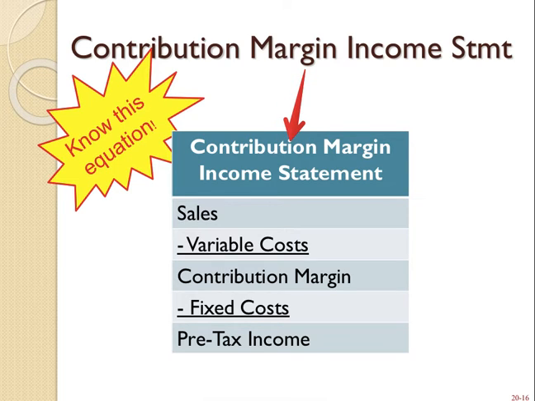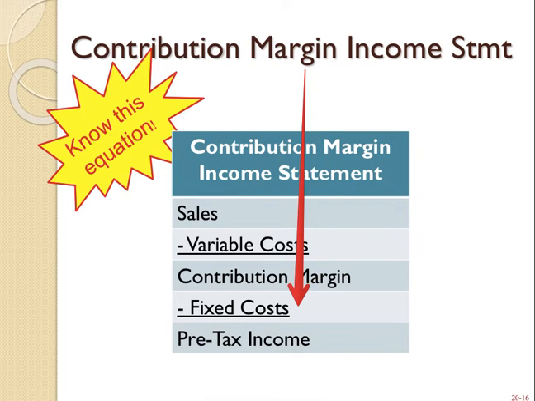Okay, this is the equation for the contribution margin income statement. So first of all, let me explain what contribution margin is. Contribution margin simply means sales minus variable costs equals your contribution margin. You've heard that term margin before, gross margin and things like that, but in this case, we're going to focus on contribution margin, which is sales minus variable cost equals contribution margin. So once you've covered your variable costs, that's your contribution margin.